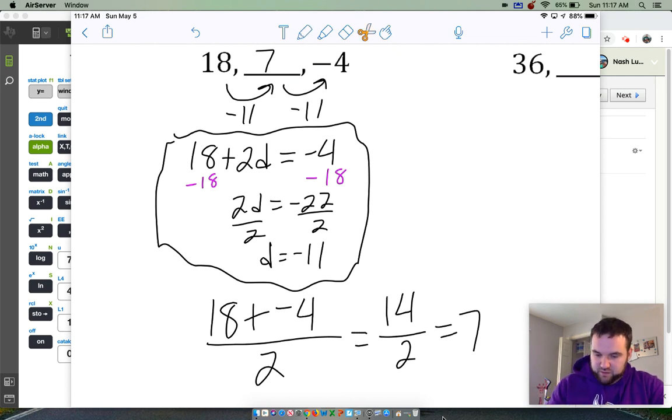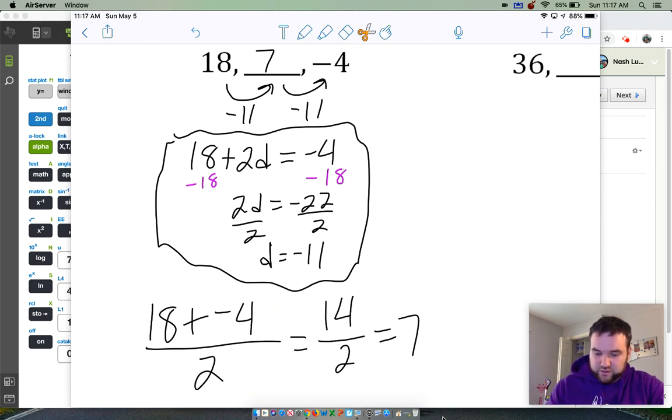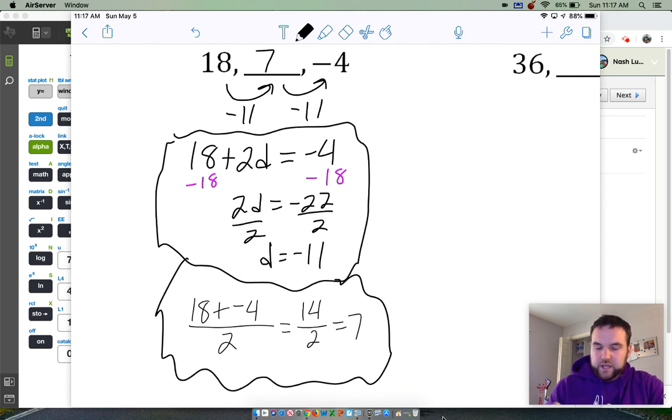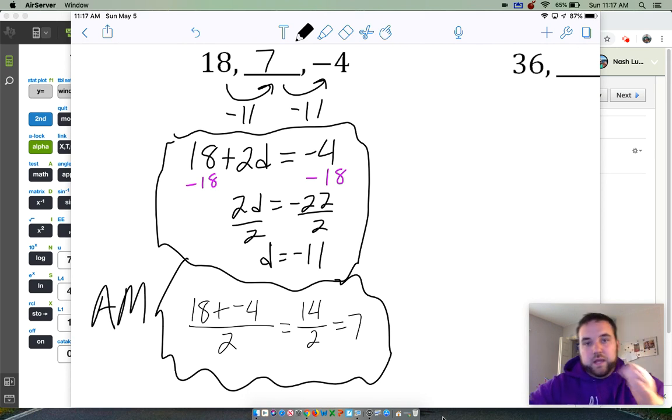Now, this method allows us to jump right to what is the missing number. What it doesn't tell us right away is what is the common difference. So it really depends on what you're looking for. If you just care about that number, you can use the bottom, this arithmetic mean. And if you need to know the common difference, it might be easier to set up an equation like in the top one.